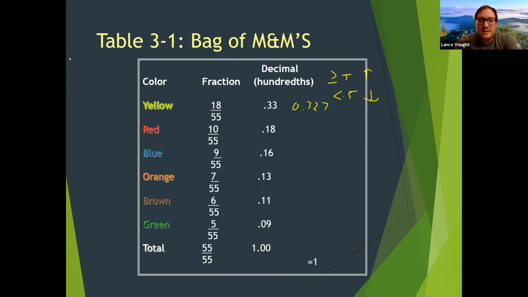So we had 18, 10, 9, 7, 6, 5, and then we add them all up. If you put 18 over 55 into your calculator, you get about 0.327. Since 7 is greater than 5, you get 0.33. And then 10 over 55 rounds to about 0.18, then 0.16, 0.13, 0.11, 0.09. Just like last time, the sum of the counts should equal the whole number, and the sum of all of these decimals should equal 1 as well, because 1 represents the entirety of the bag.